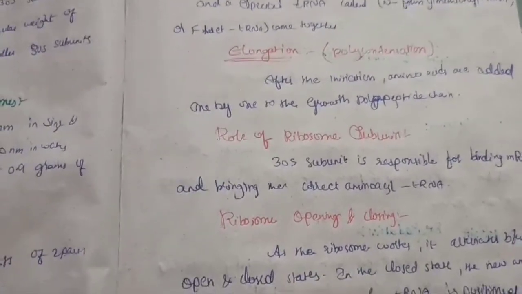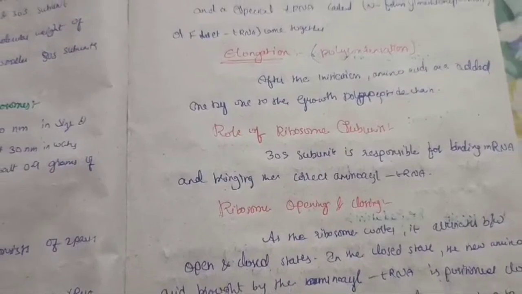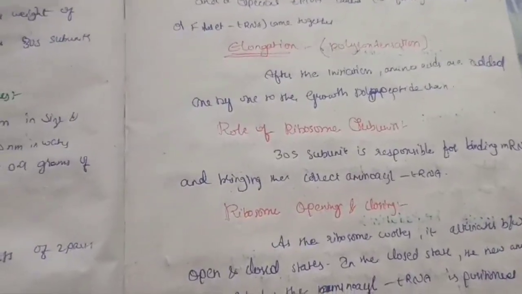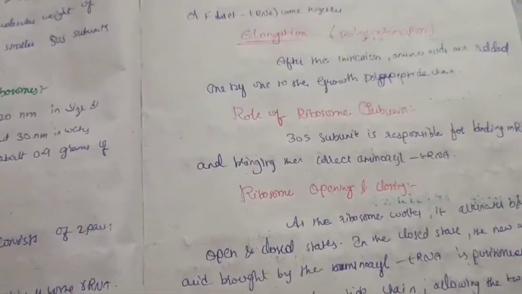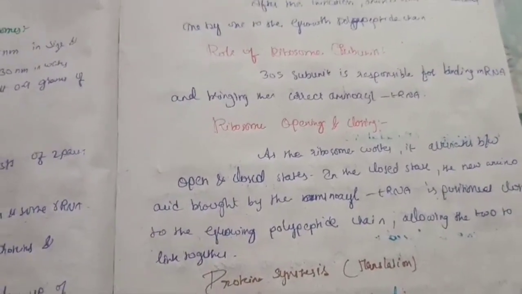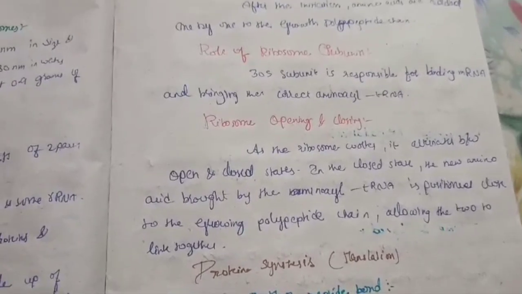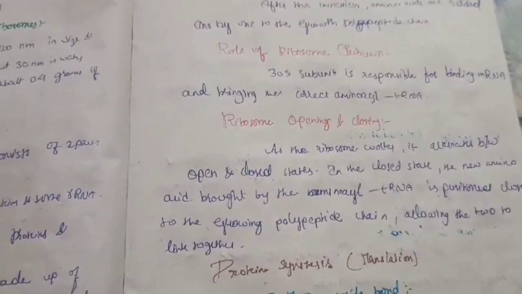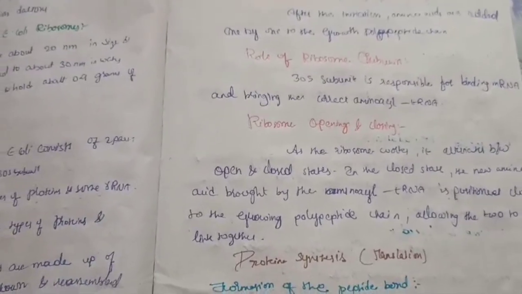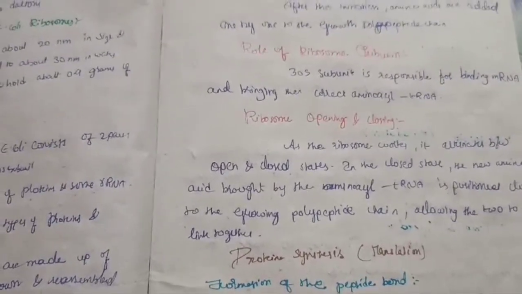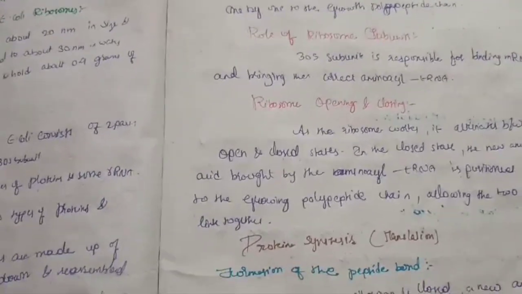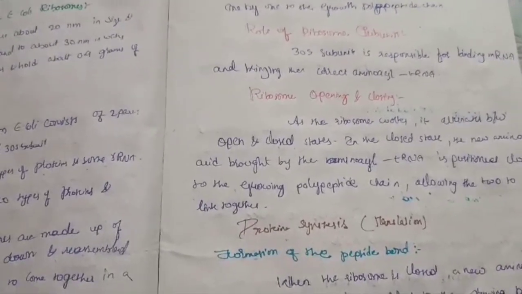Next, the role of ribosome subunits. The 30S subunit is responsible for binding mRNA and bringing in the correct aminoacyl tRNA. Next, ribosome opening and closing. As the ribosome works, it alternates between open and closed states. In the closed state, the new amino acid brought by the aminoacyl tRNA is positioned close to the growing polypeptide chain, allowing the two to link together.